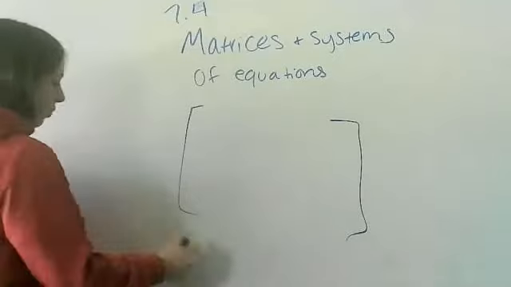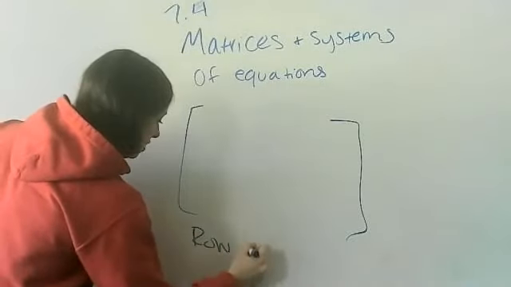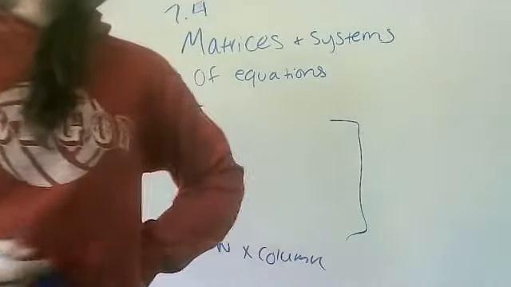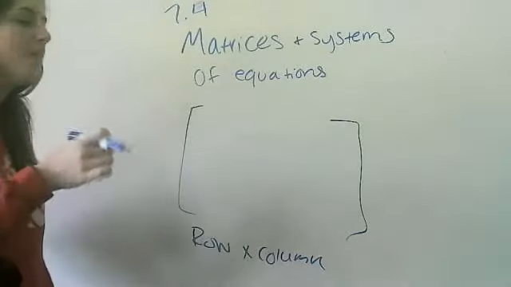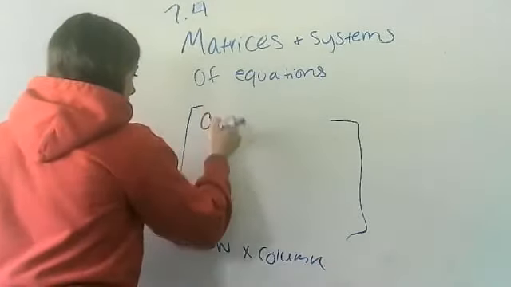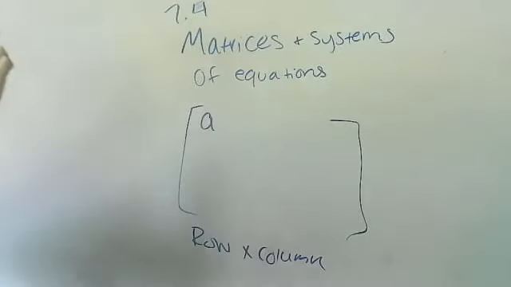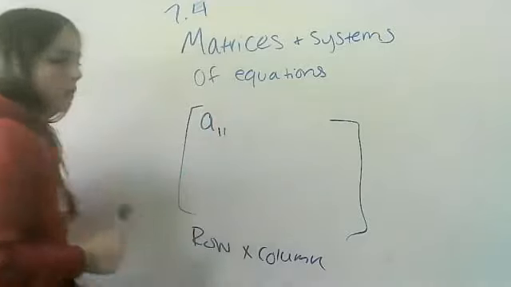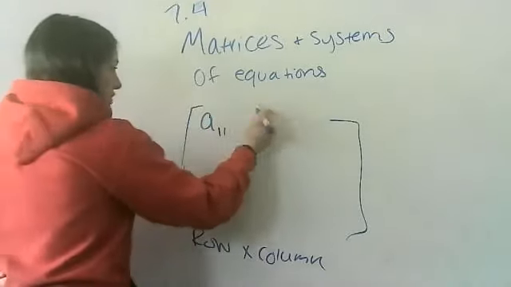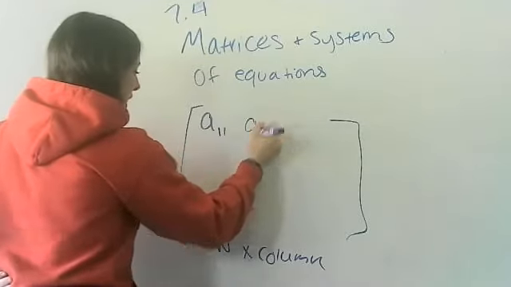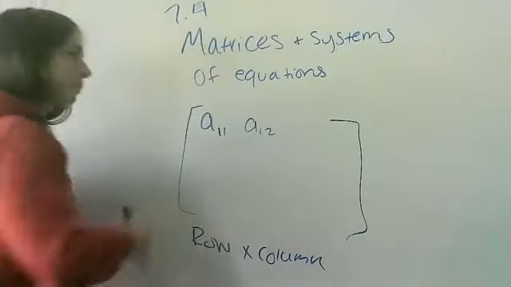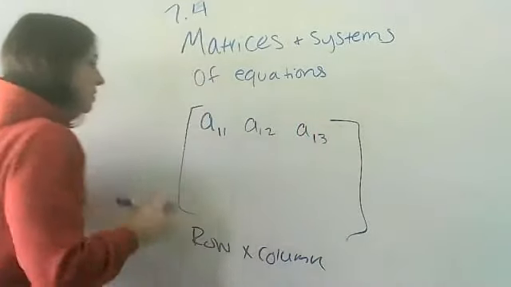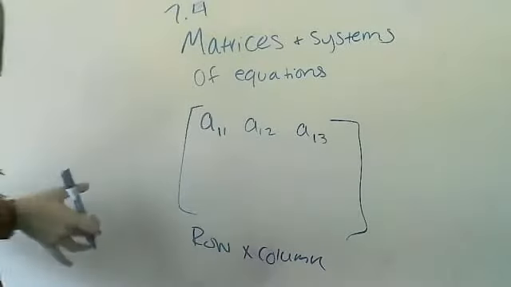When you talk about the dimensions of one, you refer to them as row by column. When we talk about specific terms within this matrix, such as maybe this first one, we label it by row, column. This is my first row, my first column, so this would be A11. Moving over, this is still my first row, but my second column, so it would be A12. My next one would be A13 because I'm still in my first row, but that's my third column.